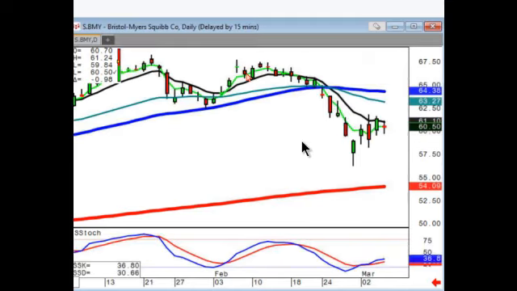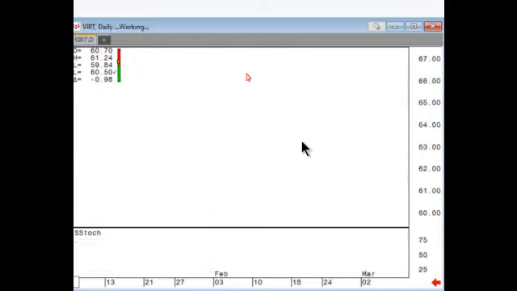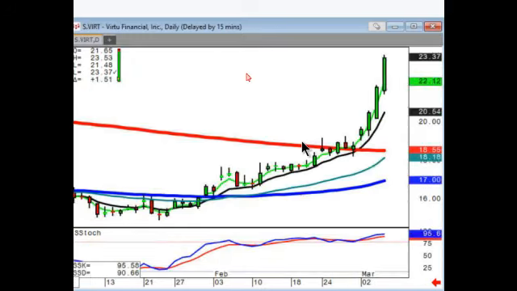Bristol Myers needed to get up above the T-line. If you're looking to go long, you can buy if it closes above the T-line. If it opens lower, it's failed at the T-line, you might consider going short, but it probably wouldn't be your most active short.